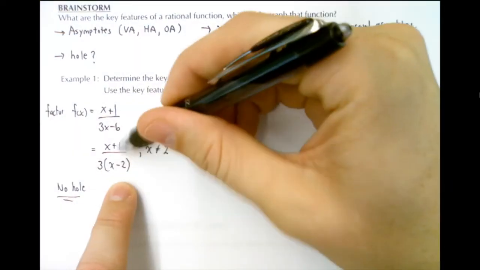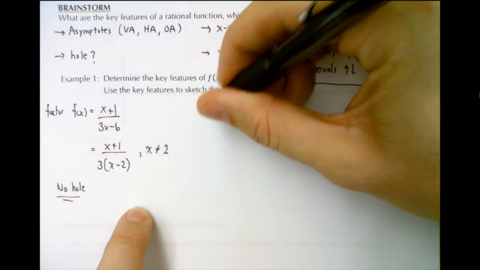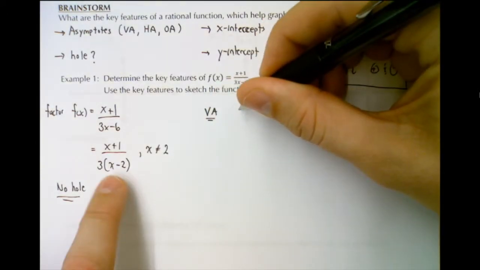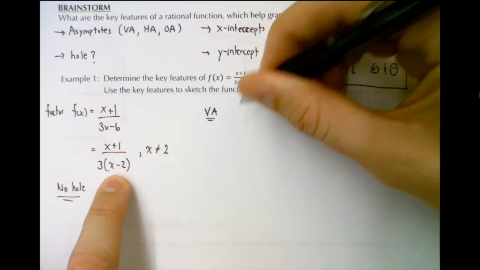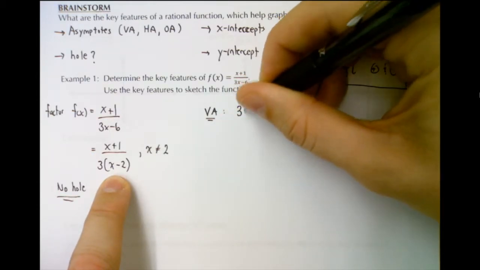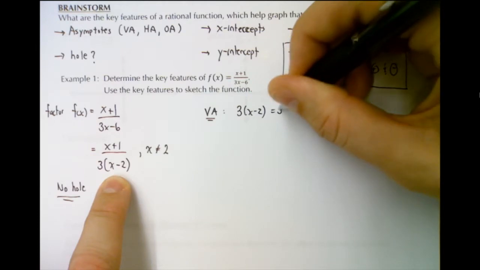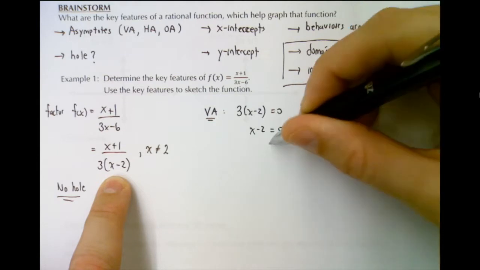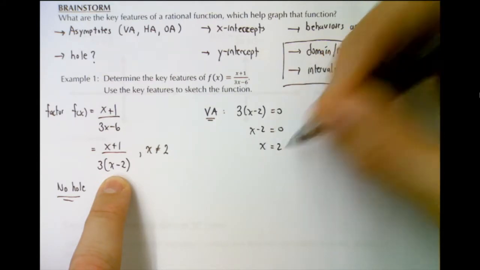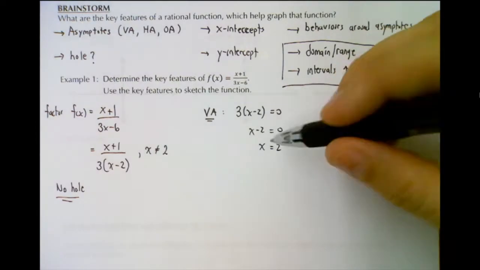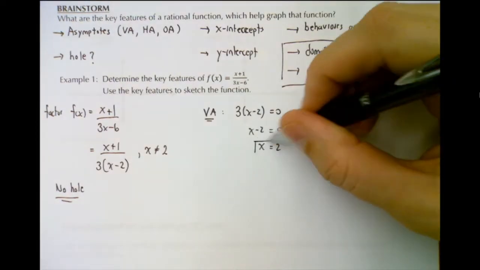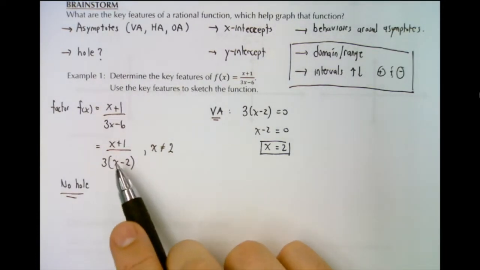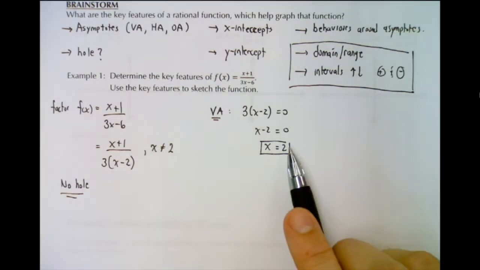And since that restriction doesn't divide away, we have a vertical asymptote. For our vertical asymptote, take the denominator and set it equal to 0. So take 3x minus 6, set it equal to 0 and solve. Divide both sides by 3, we get x minus 2 equals 0. Add 2 to both sides, we get x equals 2. So we have a vertical asymptote at x equals 2. That discontinuity from the denominator tells us that. Since it doesn't divide away and it remains, it becomes your vertical asymptote.